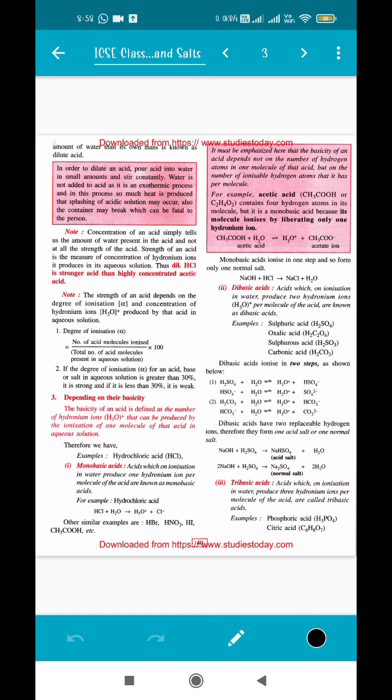of an acid. But it does not mean that however many hydrogen atoms are present in the acid before dissolving, that many hydronium ions will be produced. That's a very wrong concept.